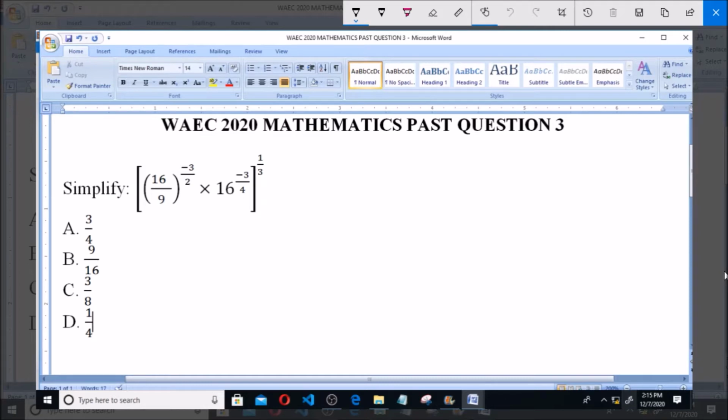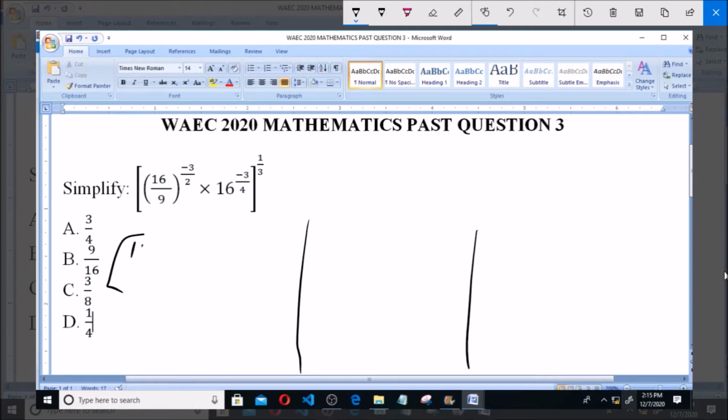WAEC 2020 Mathematics Past Question 3. Simplify (16/9)^(-3/2) multiplied by 16^(-3/4), everything in brackets raised to the power of 1/3. So this question is from Indices, so I am asked to simplify these given indices.